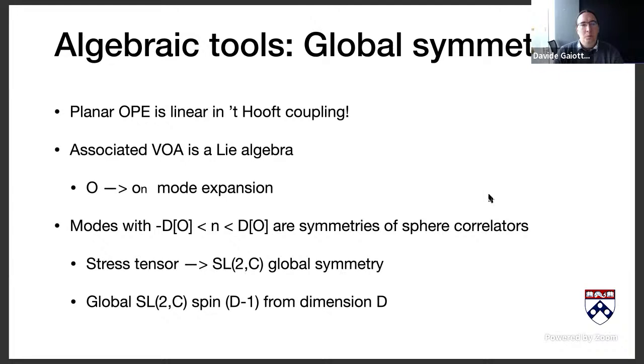So one of these tools is the global symmetry algebra of the problem. So as I said, the planar OPE is linear. I meant it's linear in the single trace operators. It takes two single trace operators and spits out a single trace operator. So normally vertex algebras could be way more complicated, right? You could have the OPE of two things being a polynomial in the generators. But here I have a bunch of generators and the OPE is linear. Which means that the vertex algebra associated to this chiral algebra is a Lie algebra, like Virasoro or Kac-Moody, just with many more generators, as opposed to being a W algebra.